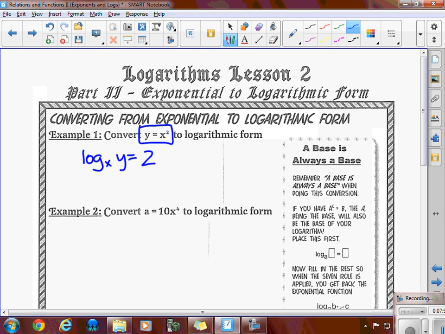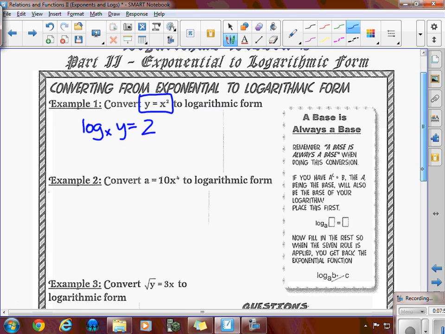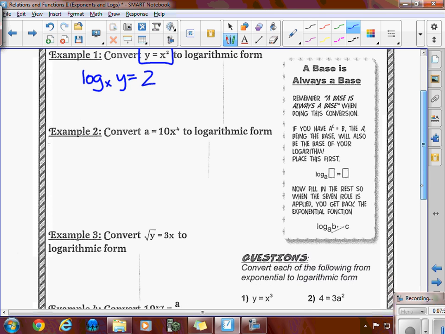Convert, oh no, this to logarithmic form. A equals 10 times x to the power of 4. In this, we should be looking at, oh, my power isn't isolated. So just like I needed to isolate the log, I better isolate the power here. So what is the power?